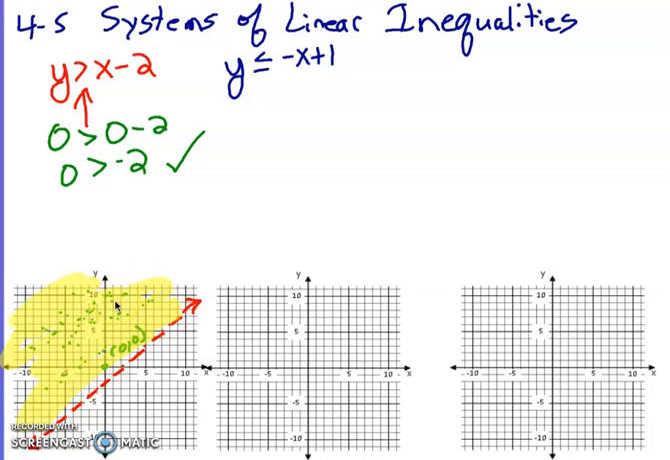Now that's the red line. The blue line, we did this last section, so we would do the exact same thing. We would pretend just for a moment that it said equal, and we're going to start at +1 and then go down 1 over 1, down 1 over 1, and get our line going. And this does have an equal sign with it, so this is actually going to be a solid line.